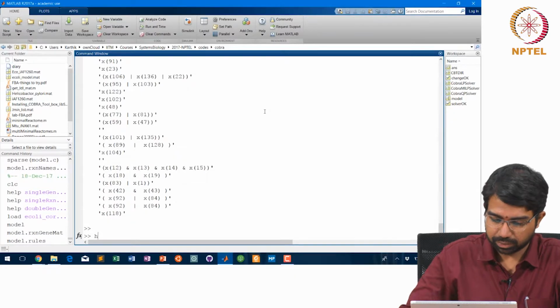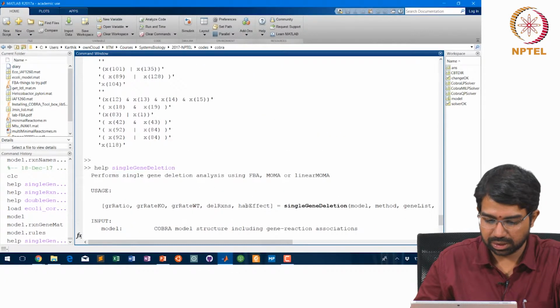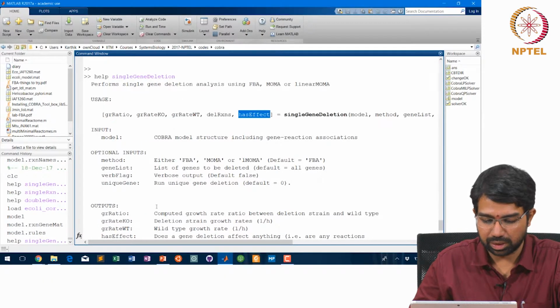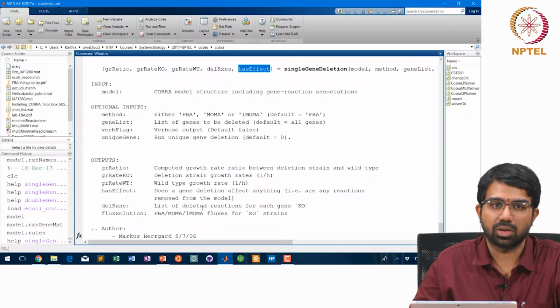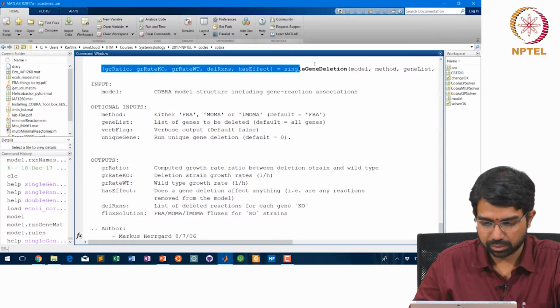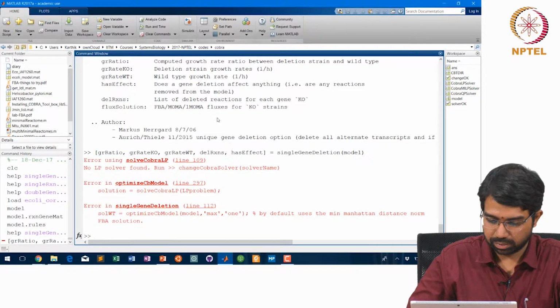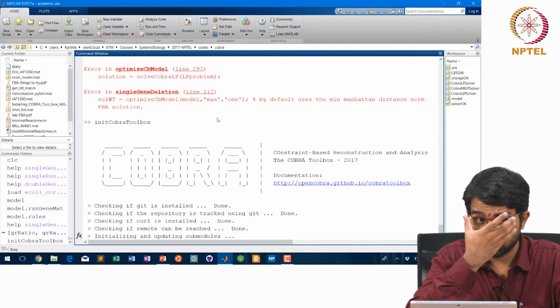You look at help single gene deletion, the last output is has effect. That is if it has any change, not just lethality. No, if the reactions are going to change. So, look at the help. So, it says does a gene deletion affect anything, that is, are reactions removed from the model or not. And you can use either FBA or MoMA and so on. There is only information on whether the gene is required for the reaction. There is no information on like how much it affects it.